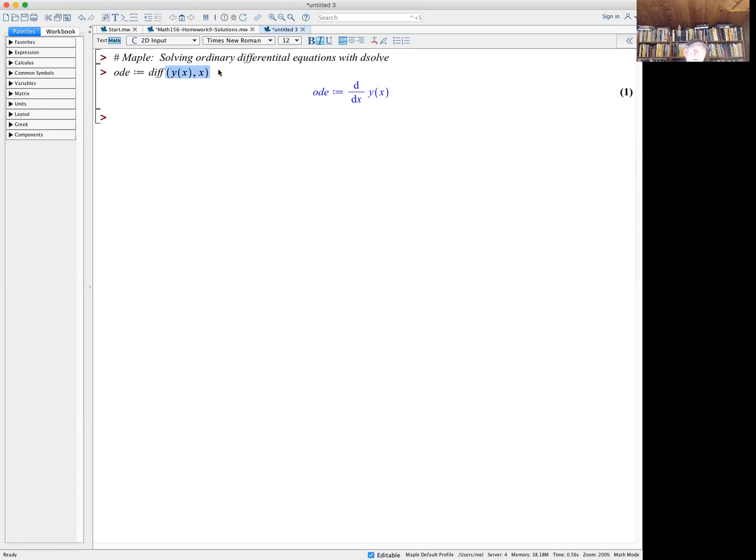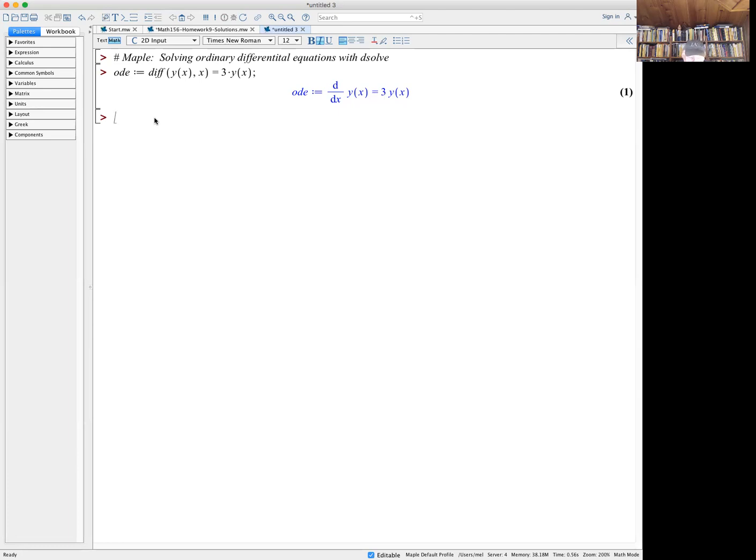So the command is diff of y of x comma x equals, let's say, 3 times y of x. So our ordinary differential equation is dy dx is 3y of x. And you learn in calculus, even in calculus 1, that a solution of that equation is any constant times e to the 3x. So what is the command to solve a differential equation?